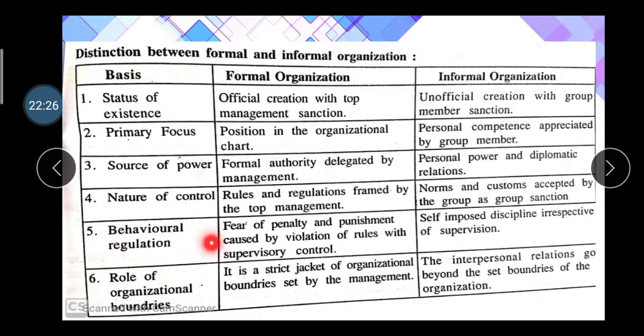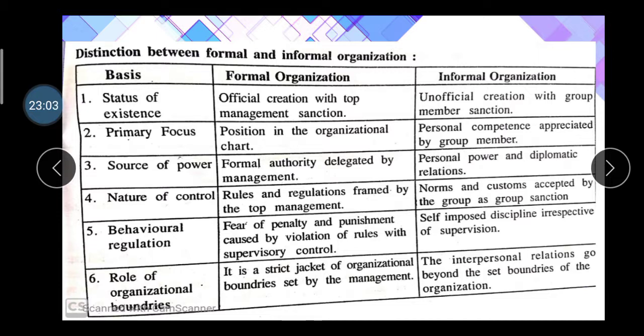Then behavior regulation. Fear, penalty, and punishment caused by violation are a result of the superior's control. But in the informal, they do not have any control, so they have to impose discipline irrespective of the supervisor. Then the role of organizational boundaries. It is a strict check of the organization within the boundary set by the management. They have to follow this. Then in interpersonal relations, they go beyond the set boundaries, so they do not have to follow any rules and regulations.